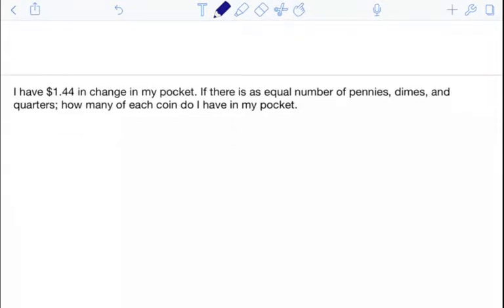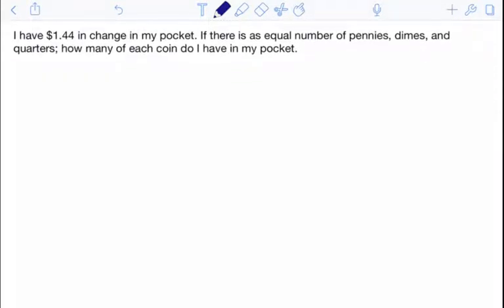All right, here's a fun one. I have 144 cents in change in my pocket. If there's an equal number of pennies, dimes, and quarters, how many of each coin do I have in my pocket? I can't spell out enough how useful it is to draw a picture as you're thinking about things. Drawing pictures helps you think things through.